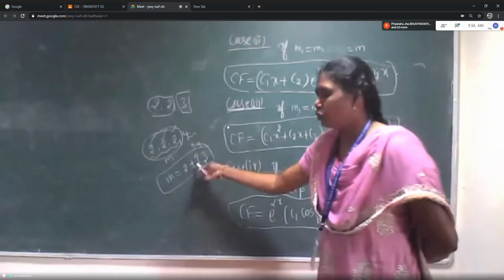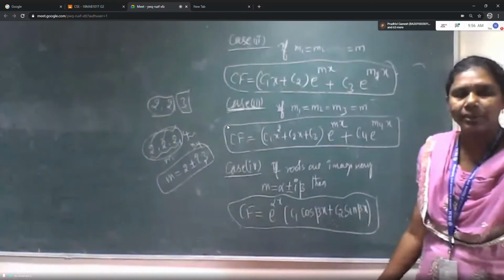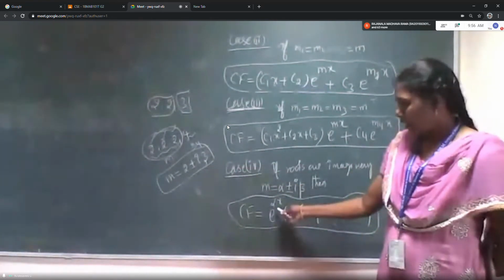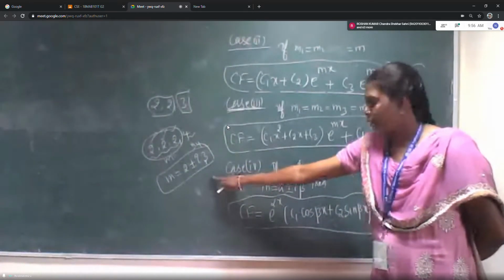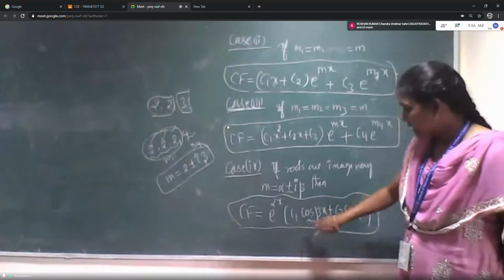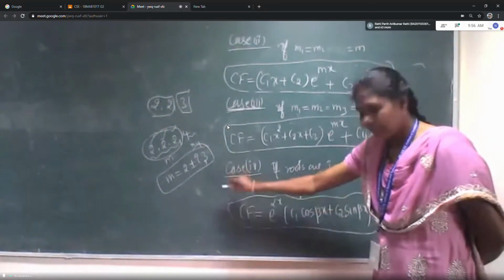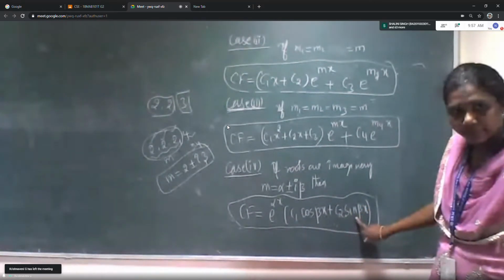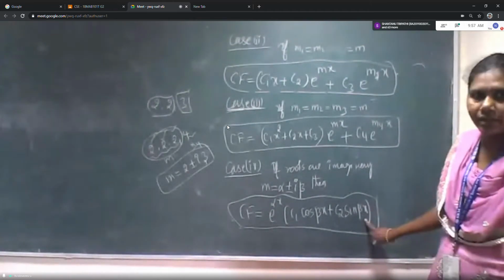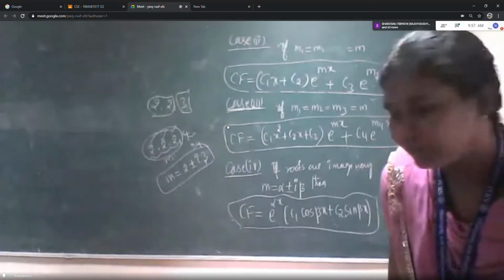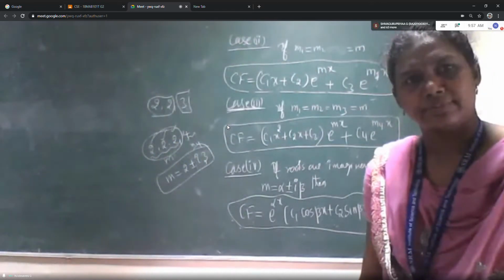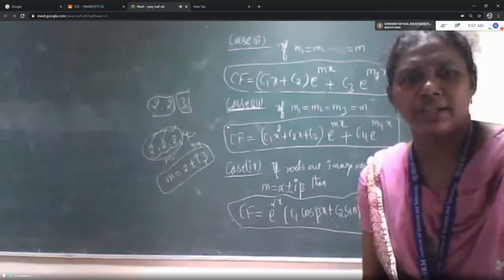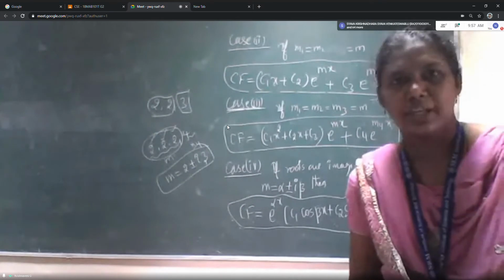In case m is equal to 2 plus or minus i3, what will be the CF? Tell me. e power alpha x. What is alpha here? 2. e power 2x into C1 cos 3x, you don't write i here, plus C2 sin 3x. Ma'am, what are these C1, C2, C3? Constants. Instead of C1, C2, C3, we can use A, B, C also. No problem. Anyway, constants.